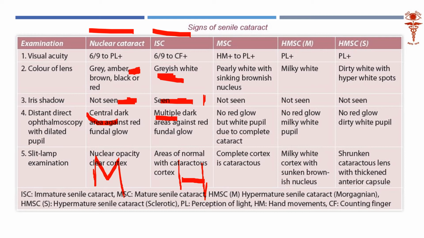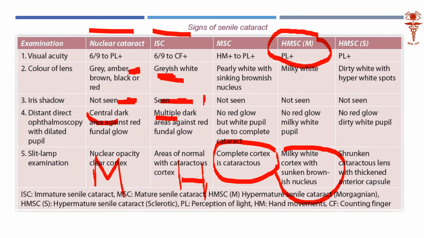And as we go, this becomes almost like a chalk piece. That is a mature cataract. Then it will become like milky white. That is a hypermature cataract, and those kinds of changes can be nicely seen. This hypermature need not every time become a Morgagnian. So there are two hypermature cataracts: hypermature Morgagnian and hypermature sclerotic. So these two are the possibilities of hypermature cataract.